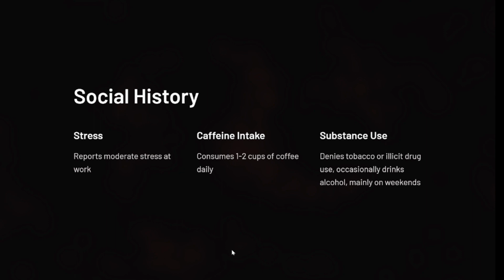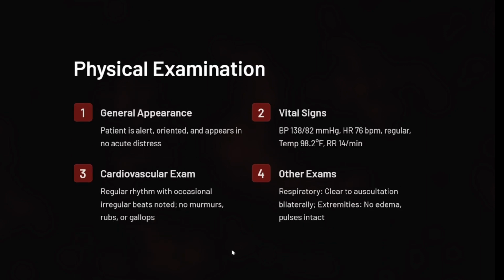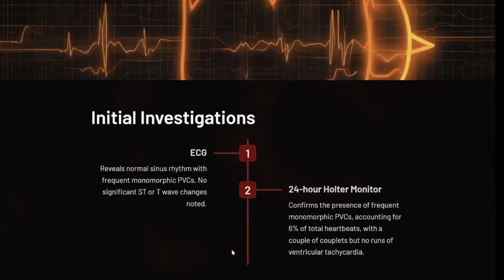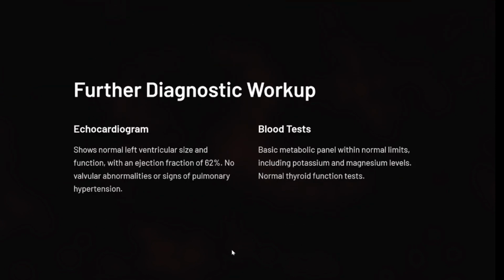Physical examination. General: patient is alert, oriented, and appears in no acute distress. Vitals: BP 138/82 mmHg, HR 76 BPM, regular, temp 98.2 degrees, RR 14 per minute. Cardiovascular: regular rhythm with occasional irregular beats noted, no murmurs, rubs, or gallops. Respiratory: clear to auscultation bilaterally. Extremities: no edema, pulses intact.